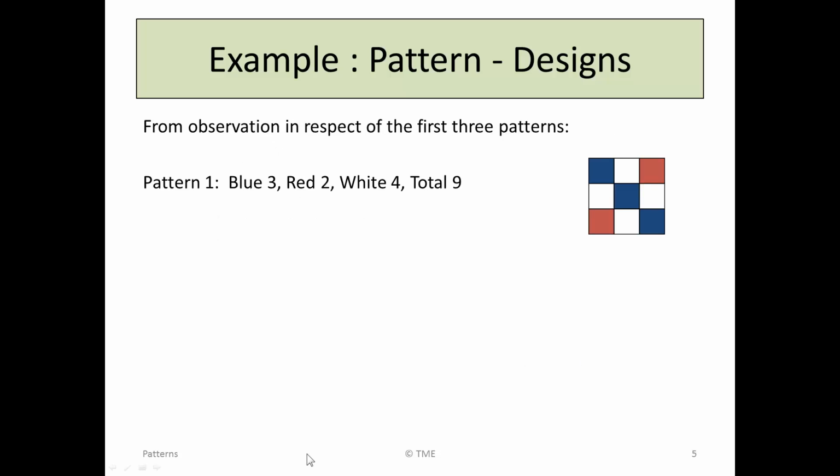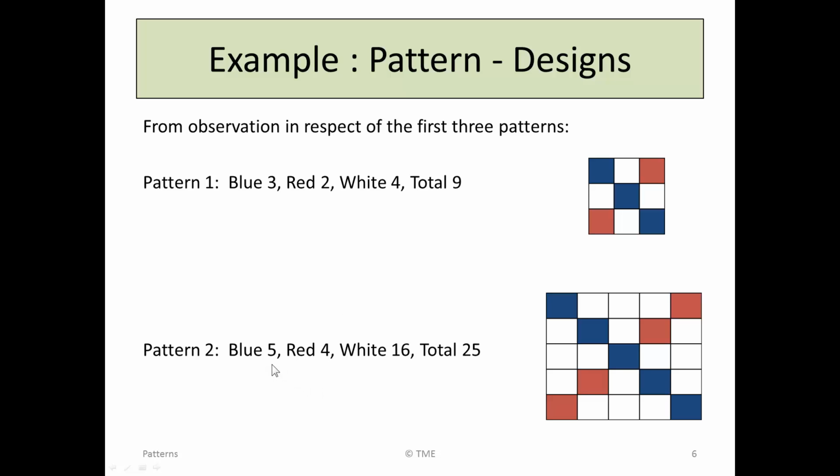So from observation, in respect to the first 3 patterns, taking the first one, in the first pattern we have 3 blue ones, 1, 2, 3. We have 2 reds, 1 and 2. We could count the whites while we're going, 1, 2, 3, 4, and the total 3 times 3 or 9.